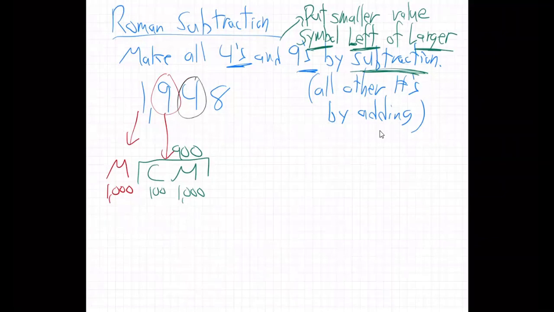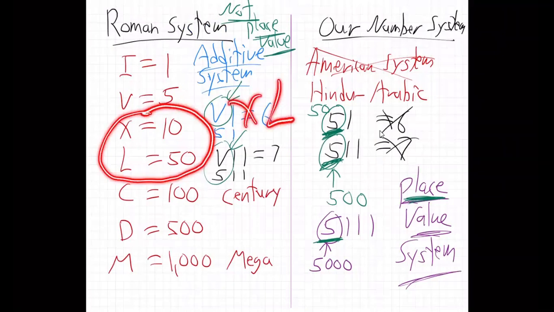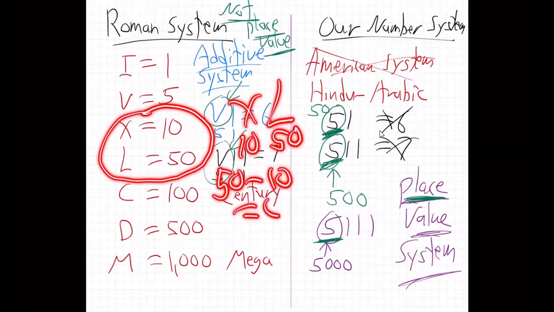So how am I going to make the number 40? Let's go back to the symbols. What could I do to make 40? XL. Yeah, XL, right? XL, because that's 50. This is 10, this is 50. So 50 minus 10 equals 40, doesn't it? That's the subtraction we're talking about right there. You put the smaller symbol to the left of the bigger symbol. And that means subtraction. That's how you know it's subtraction instead of adding.